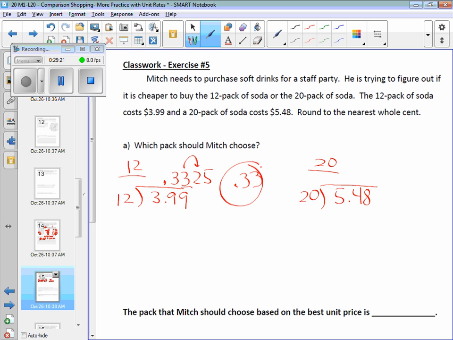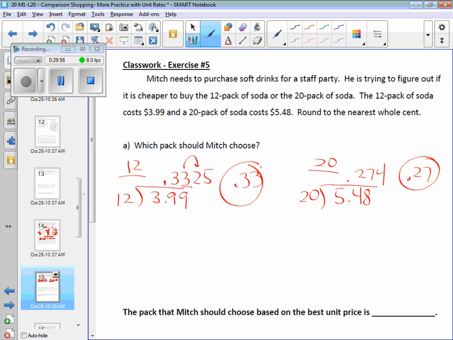Okay, this one's not so bad though. This one becomes, if you do everything right, 0.274. Yes? Mathematically, it should be 0.274, Lou. Check it. Okay, how about rounding it? What does it round to? Amanda Ravitch. Yes, 0.27, which is 27 cents. So now you can see, 33 cents or 27 cents.